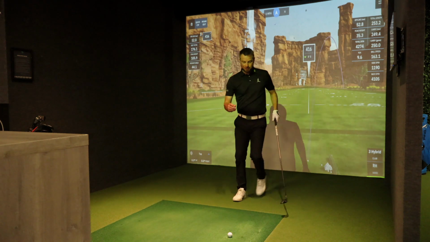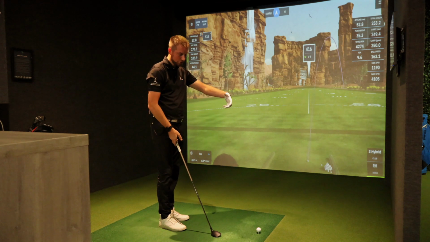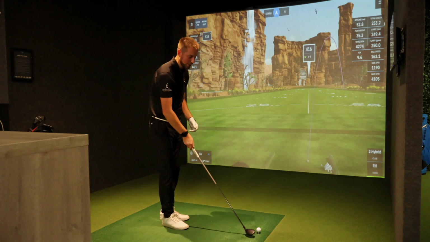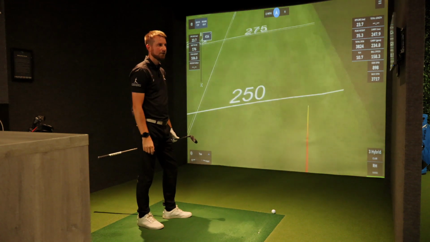So if we try that off a tee, because this is quite a low launching club in its design, it should give me a bit more launch. So in theory, you should get a little bit more carry here. Not even, again, not a good strike.